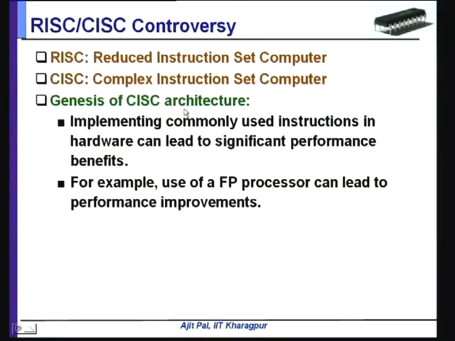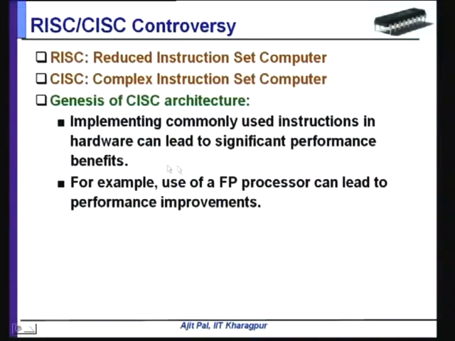So, the semantic gap between the high level language and machine language is reduced. That is the basic idea behind complex instruction set architecture. As the various programming languages evolved, various operations which are provided as statements in high level languages are implemented in complex instructions. That is the genesis of CISC architecture.